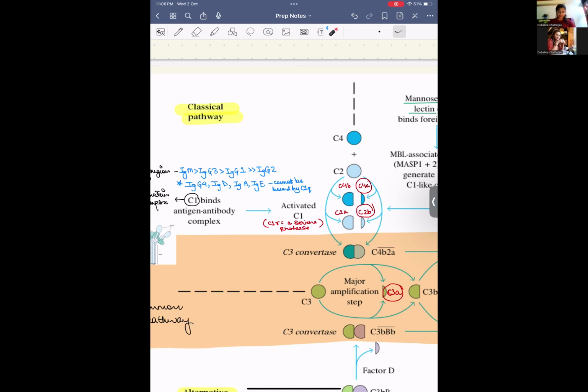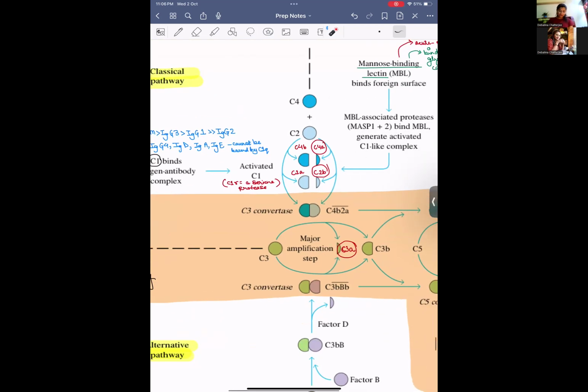Now, this C4b2a is an enzymatically active component, in which enzyme? The C3 convertase. Now, C3 convertase, as the name suggests, is going to do something. It is going to, in a way, convert the C3 molecule. C3, in the presence of C3 convertase, gets cleaved into one smaller fragment, C3a, and another larger fragment, C3b.